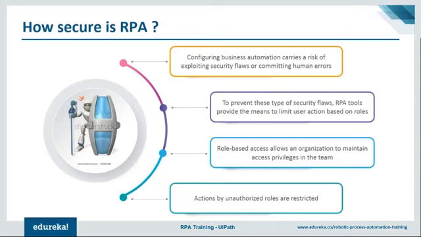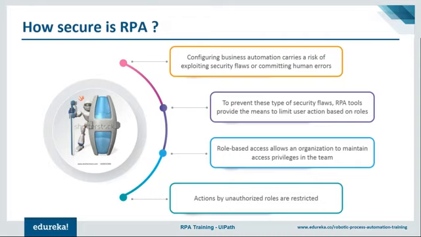Configuring business automation carries a risk of exploiting security flaws or committing human errors. So there is a risk of exploiting securities if your configuration is not correct. Because when you're automating, basically you have given all your credentials inside a particular variable. So this variable could be exploited by a hacker or by someone who's trying to gain access to your system. So you have to be very careful whenever you are automating a business process which involves credentials.